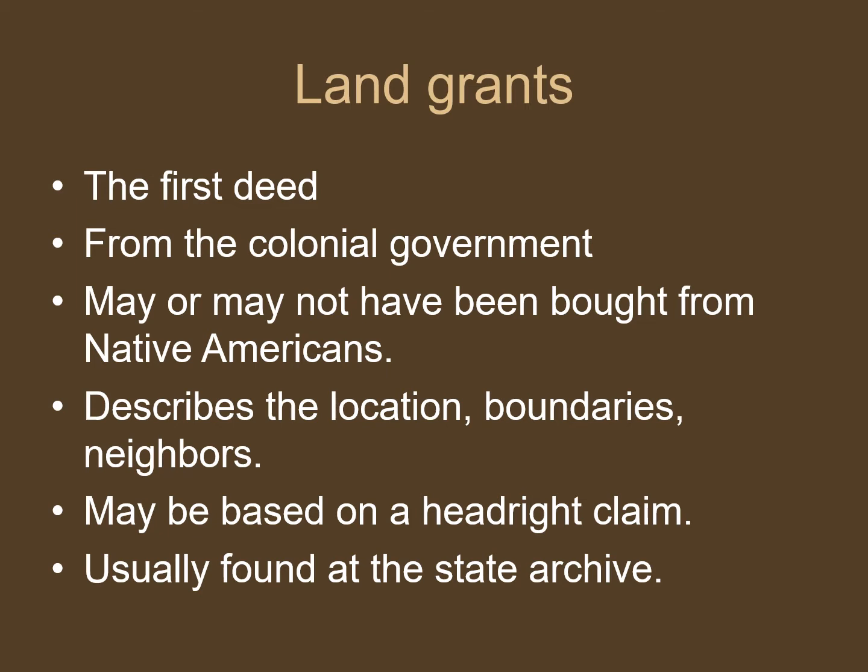A land grant is known as the first deed. It identifies the first private owner. It is issued by the colonial government or a proprietor acting on their behalf. The government may or may not have bought the land from Native Americans in the region. It will describe the land's location, its boundaries, and any neighbors. In the early years, it may be based on a headright claim. Existing records will usually be found at the state archives. Indexes or digital images may be found on the Archive's website.